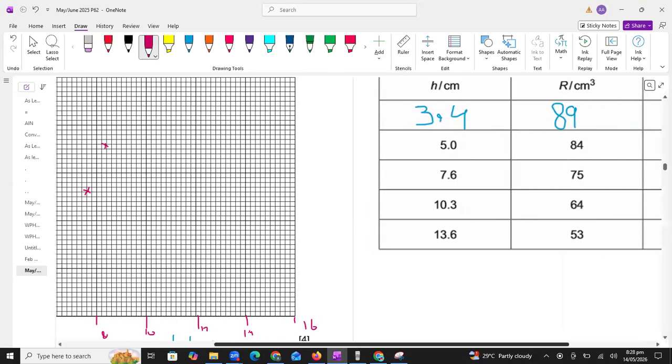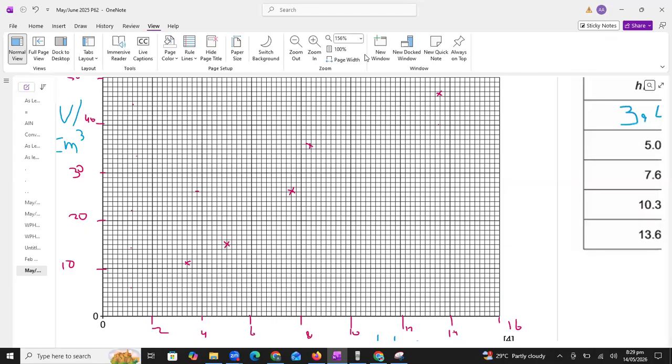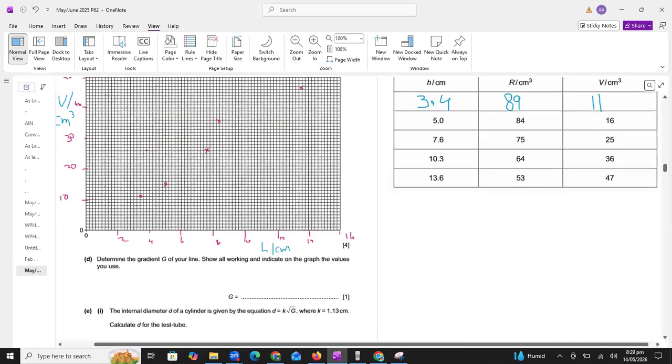The last reading is 13.6 and 47. 13.6: this is 10, 12, and 13 will be after 5 boxes. So 12, 12.2, 12.4, 12.6, 12.8, 13, and 13.6 will lie at this point, and the reading is 47: 41, 42, 43, 44, 45, 46, 47 will lie here. So I hope you have understood. I know, students, it's difficult to plot these points. Now you can see we are getting this type of scattered diagram.